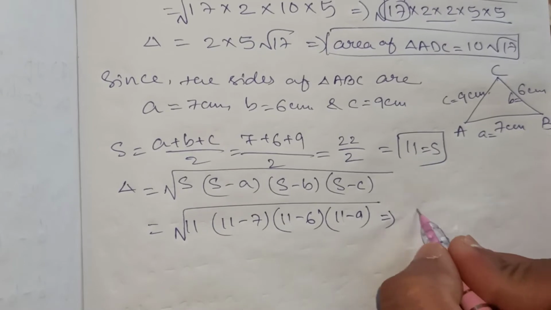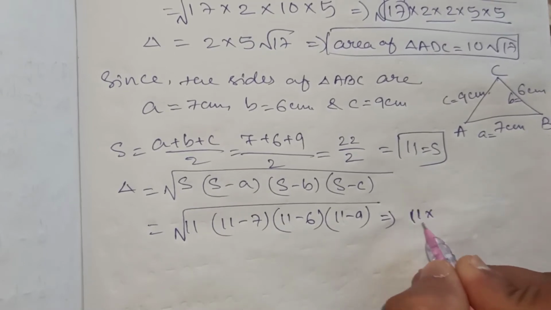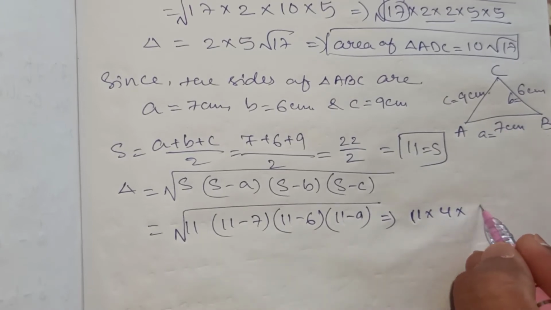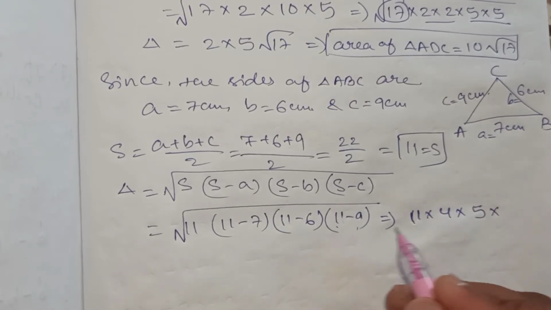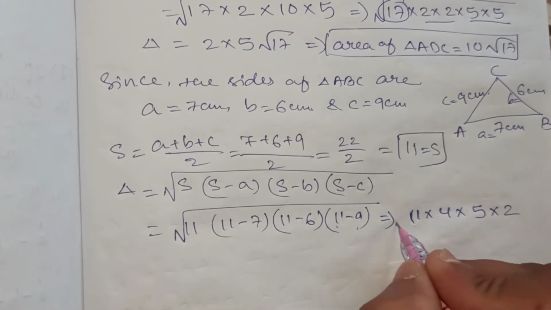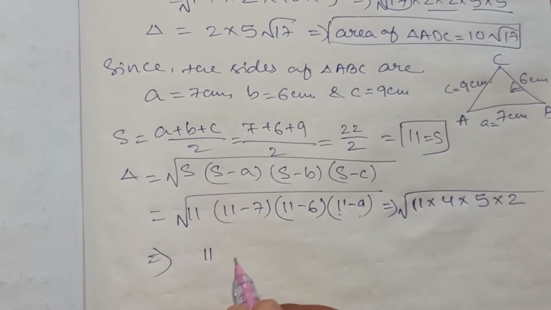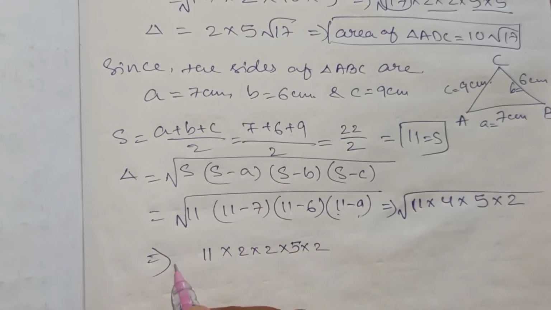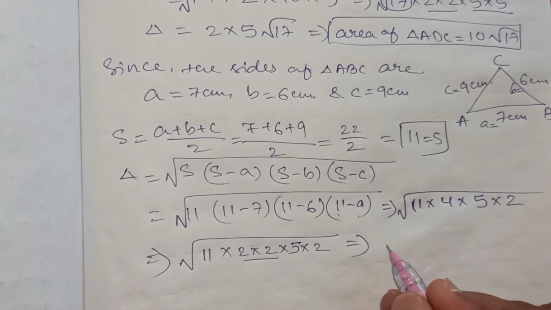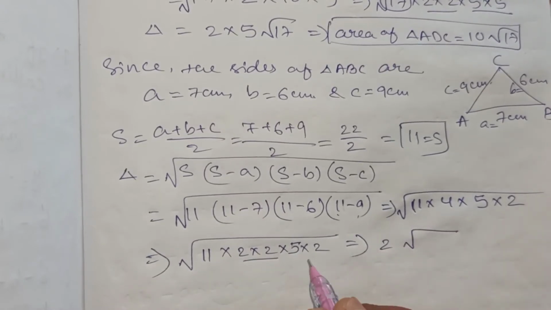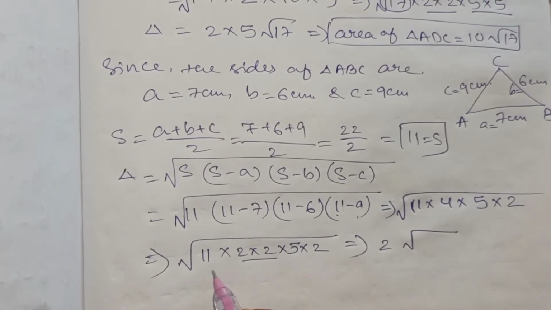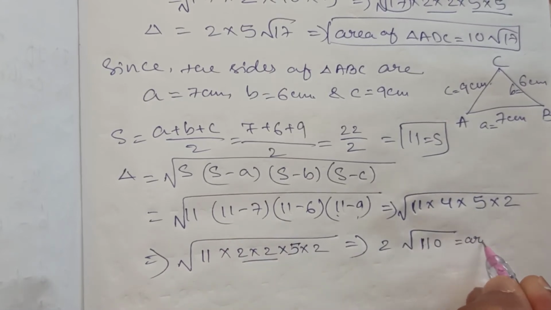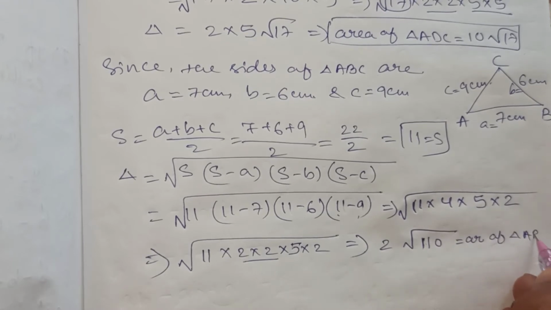When we open the bracket, 11 into 11 minus 7 is 4, into 11 minus 6 is 5, into 11 minus 9 is 2. Reduce the terms. 4 can be written as 2 into 2, then 5 into 2, under the square root. Between these two 2s, one will be outside, and the rest will be written inside the square root. So 2 fives are 10, 10 into 11, that is root 110. This is the area of triangle ABC.